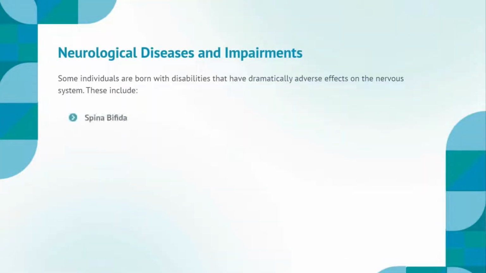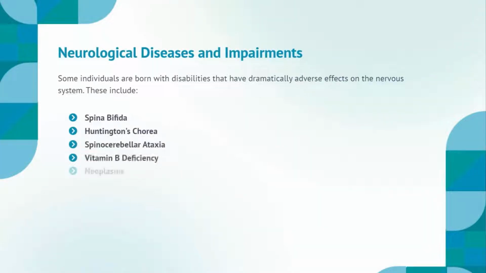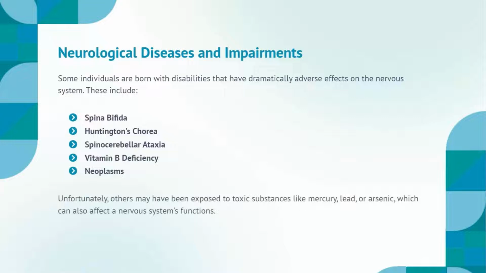Some individuals are born with disabilities that have dramatically adverse effects on the nervous system. These include spina bifida, Huntington's chorea, spinocerebellar ataxia, vitamin B deficiency, neoplasms. Unfortunately, others may have been exposed to toxic substances like mercury, lead, or arsenic, which can also affect a nervous system's functions.